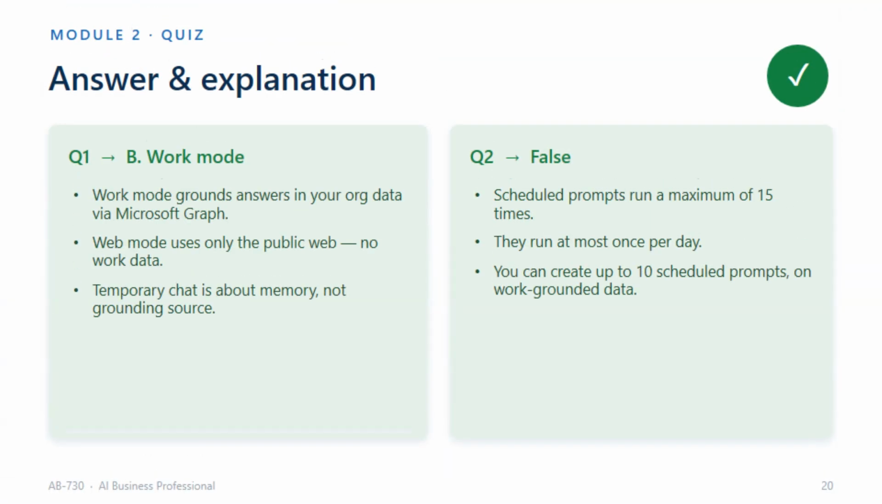The answer to question 1 is B, work mode, which grounds answers in your organization's data via Microsoft Graph. For question 2, the answer is false. Scheduled prompts can only run a maximum of 15 times once daily, with a limit of 10 scheduled prompts. These limits are important for the exam.